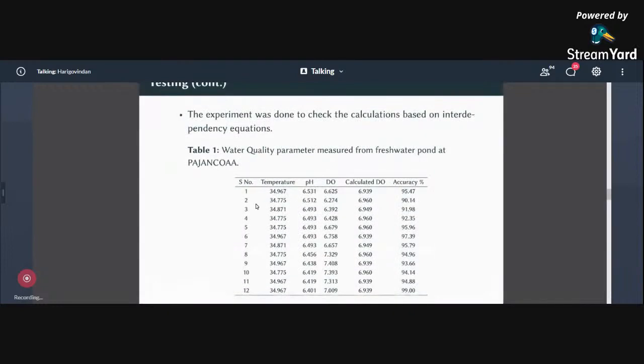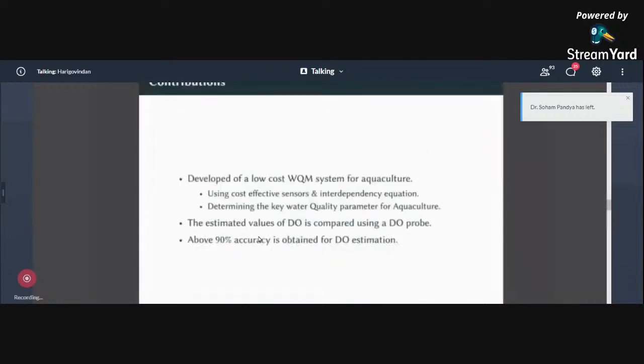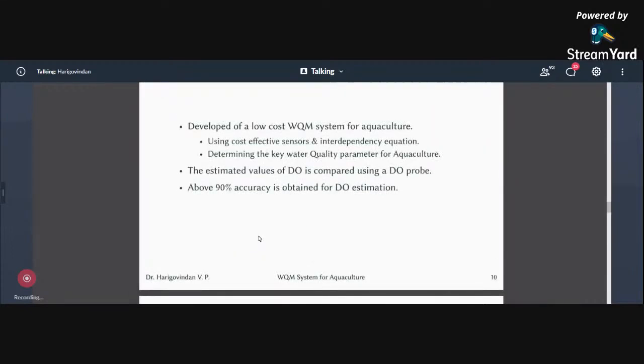Here I'm showing some part of the results, calculated for the dissolved oxygen, and you can see that we were able to achieve an accuracy of more than 90%. Next. So we have developed a low-cost system by using the concept called virtual sensing, using some physical sensors, and then other parameters are estimated by using interdependency equations, and we can get an accuracy of 90% and above. Next.